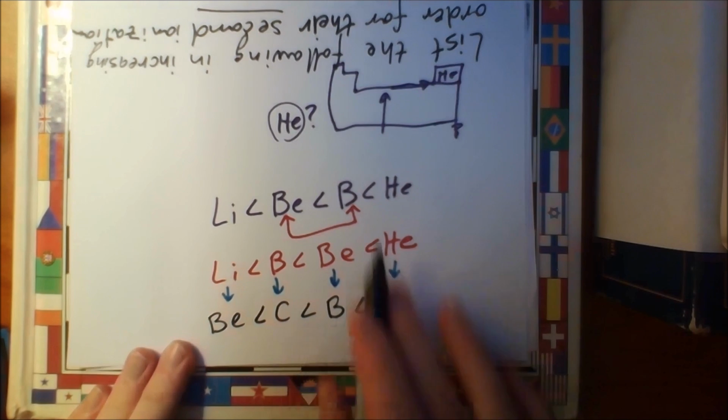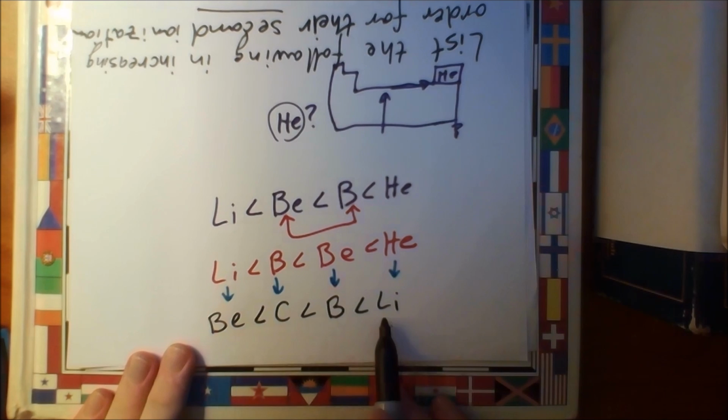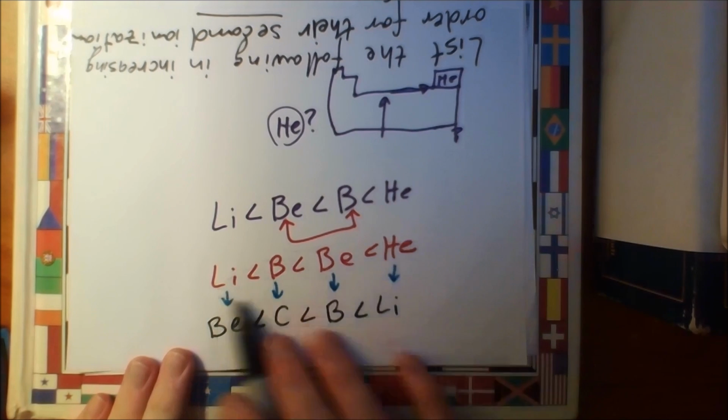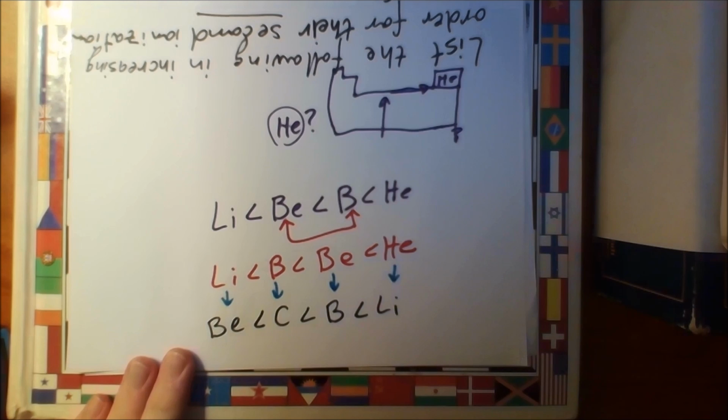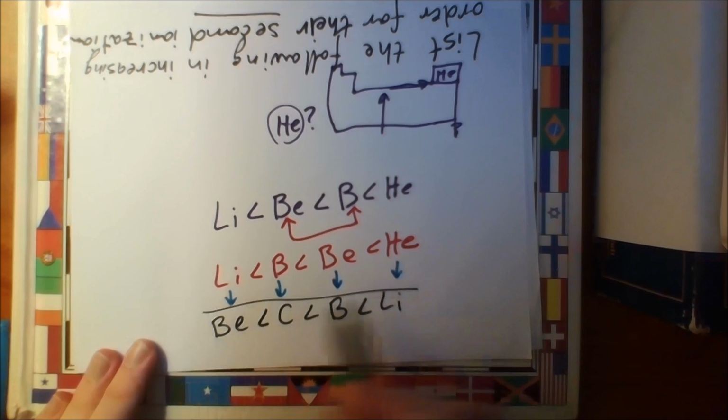Now you'll notice that the second ionization order didn't really have anything to do with our original elements. It had to do completely with what those elements became isoelectronic with after they lost their first electron. And that's the key for doing second ionization energies.